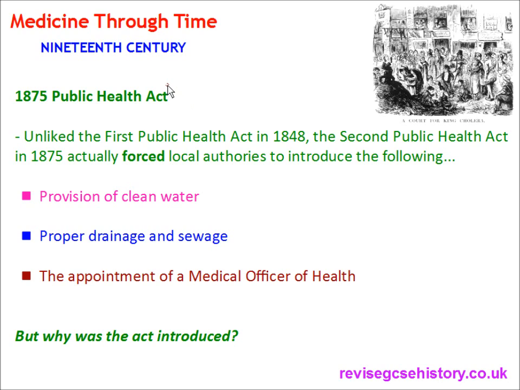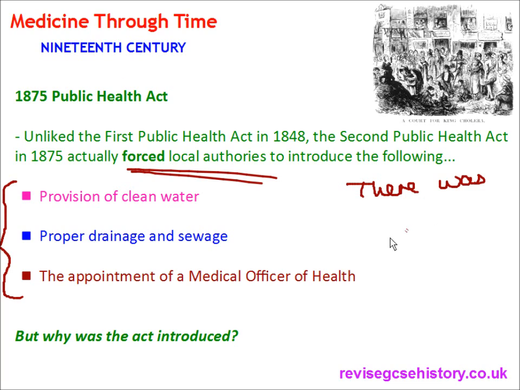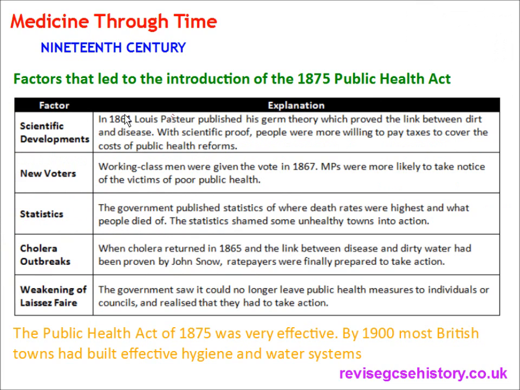So finally, this is sort of the end of public health because this sorts it all out. The 1875 Public Health Act. This was different to the first Public Health Act introduced in 1848, as the second Public Health Act actually forced local authorities to introduce the following measures. So there are three measures you need to know. Same measures as the 1848 Act, but everybody had to do them. There was no choice. Towns had to put in these measures. So they had to provide clean water, proper drainage and sewage systems, and they had to appoint a medical officer of health. But why was the Act introduced in 1875, and why was it so successful?